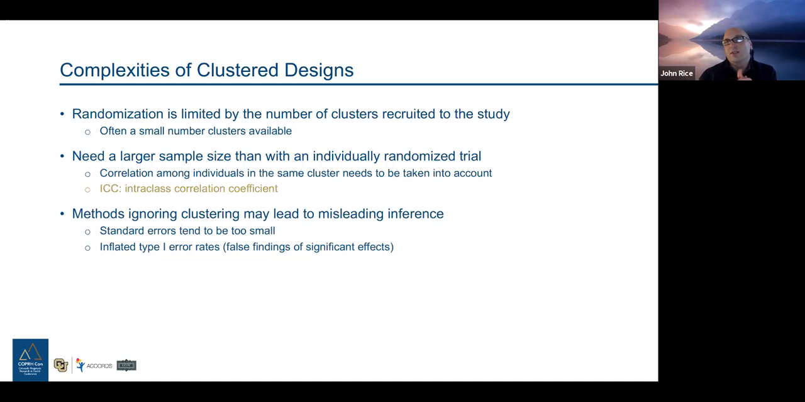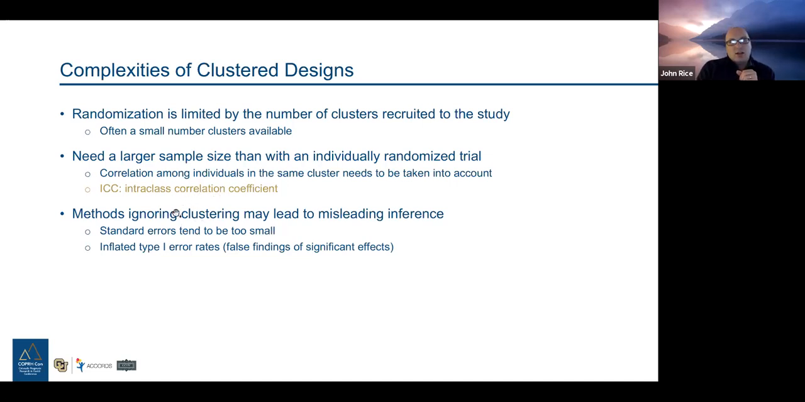And again, you essentially need to inflate your individually randomized trial sample size by a variance inflation factor that involves this ICC. So in that sense it's maybe less efficient than an individually randomized trial. But as we saw before, there are a number of logistical reasons where this is the design that you might need to use.